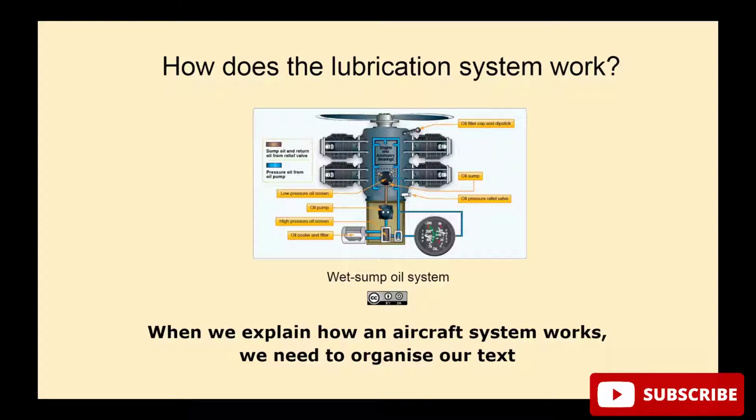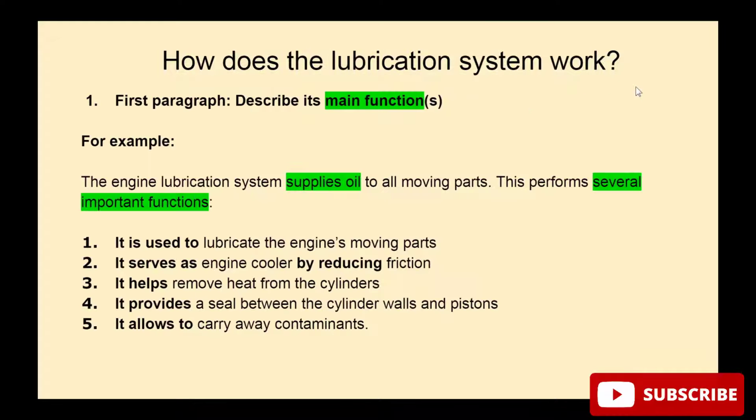When we explain an aircraft system or any other type of explanations, we need to organize our text into several steps. First of all, we need to state our title, which can be a question such as, how does the lubrication system work? Then, when we start explaining an aircraft system, we need to describe its function or functions.